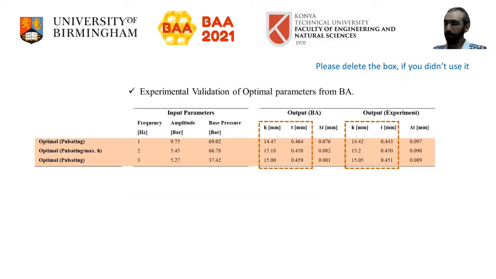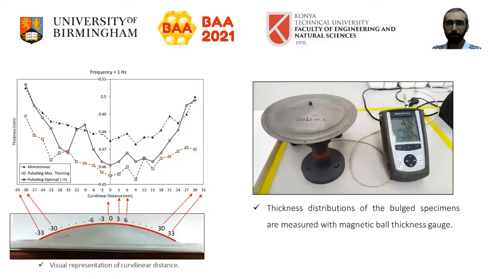But we also performed the experiments of each frequency. As you can see, the experiments are very near to the findings from Bayes algorithm. So up to this point, bulge height is optimized. After this, we need to find the thickness distribution.